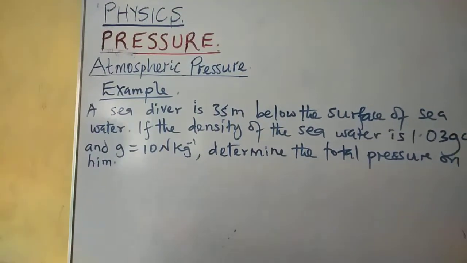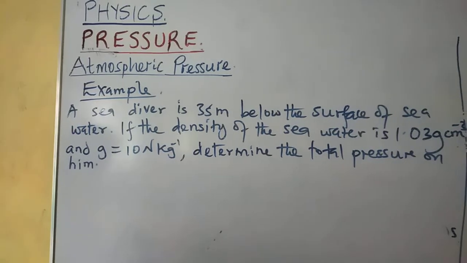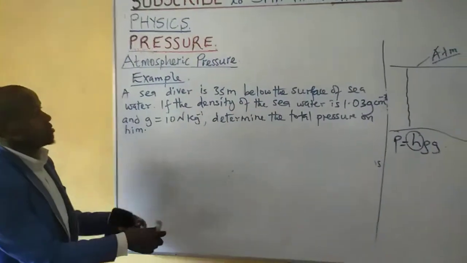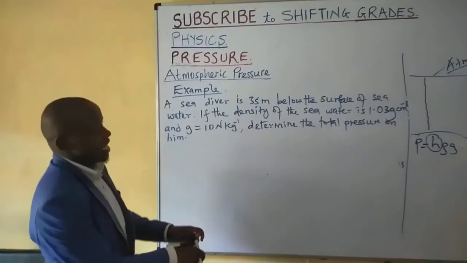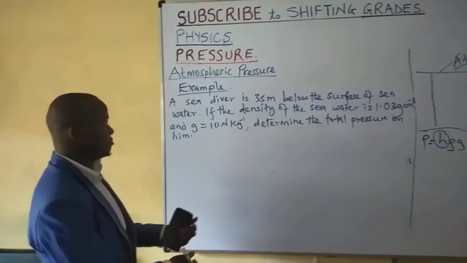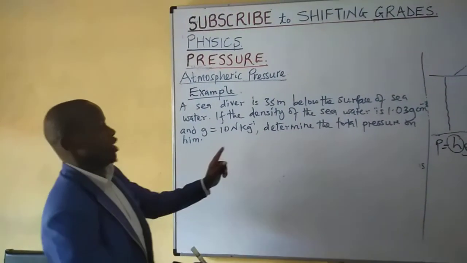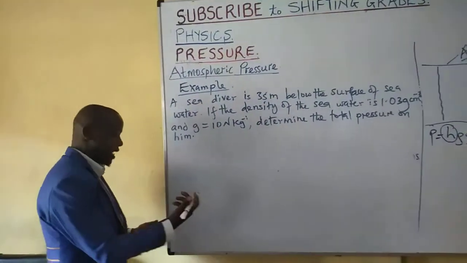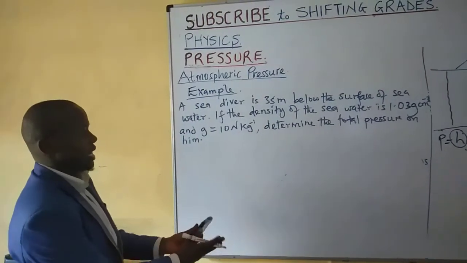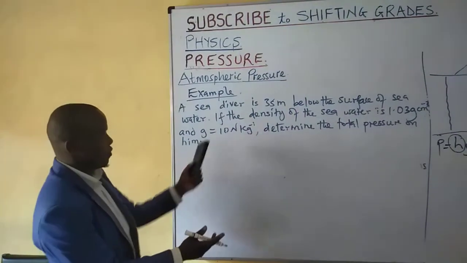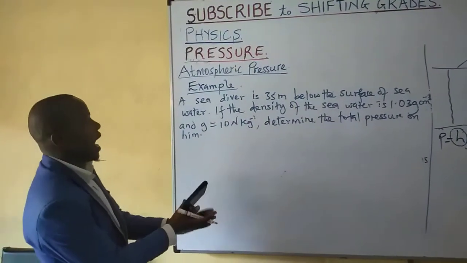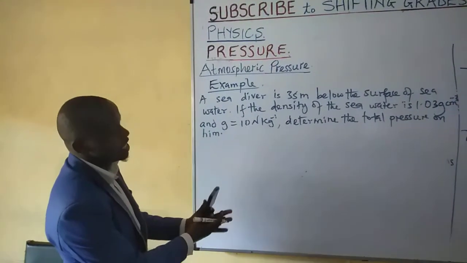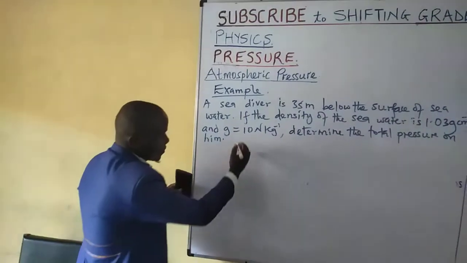So let us now solve that simple question together. We are being told that a sea diver is 35 meters below the surface of water. Then the density of the seawater where he is inside is 1.03 grams per cubic centimeter, and g, the gravitational acceleration, has been given as 10 newtons for every kilogram. Determine the total pressure on him.